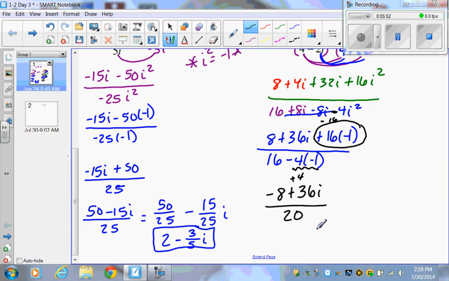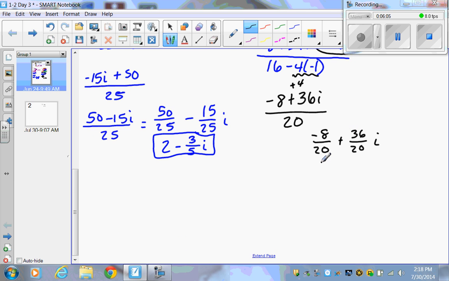So I'm going to break it up. So we have negative 8 over 20 plus 36 over 20i. And if we reduce this, this is going to give me negative 2/5 plus 9/5 i. And that's your final answer.